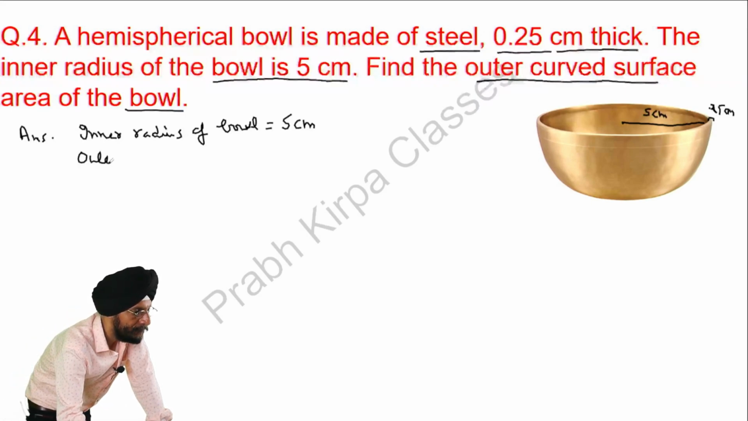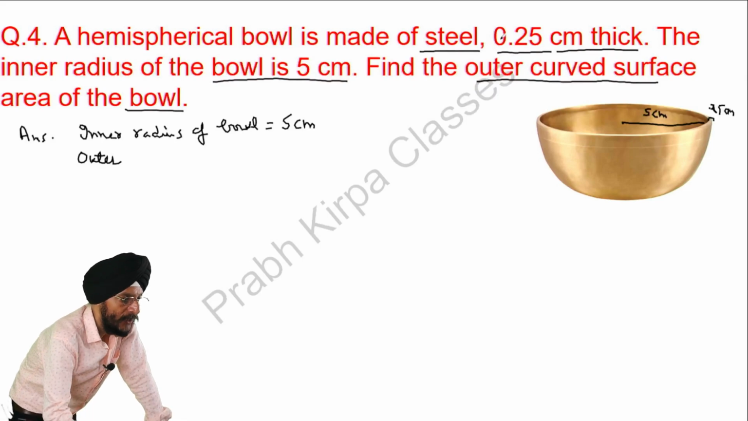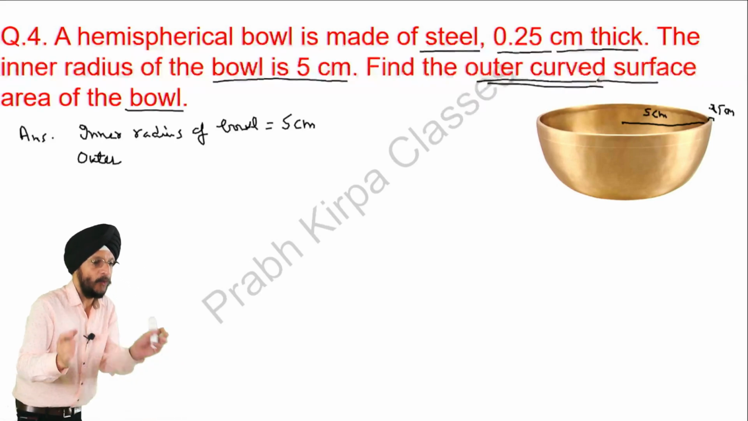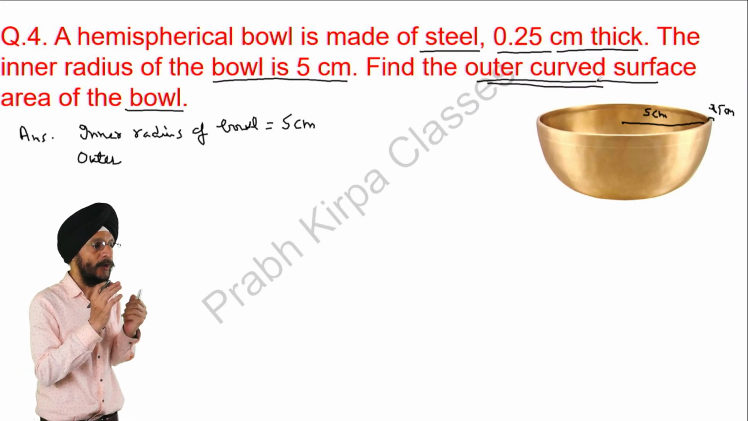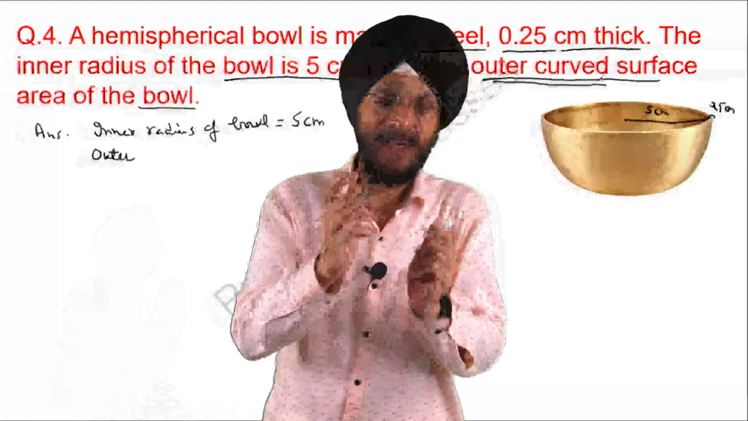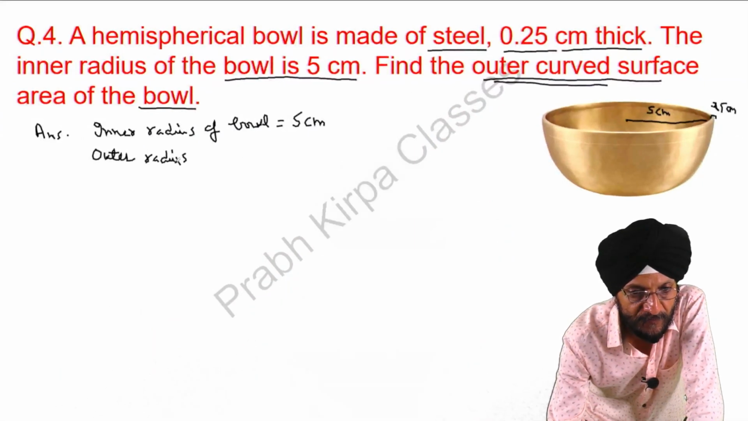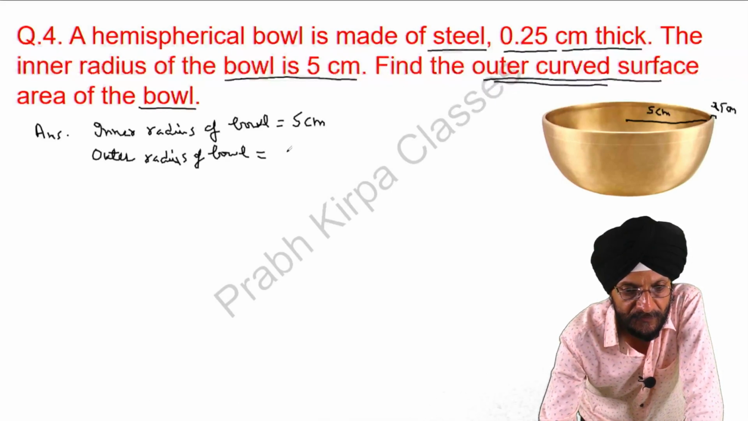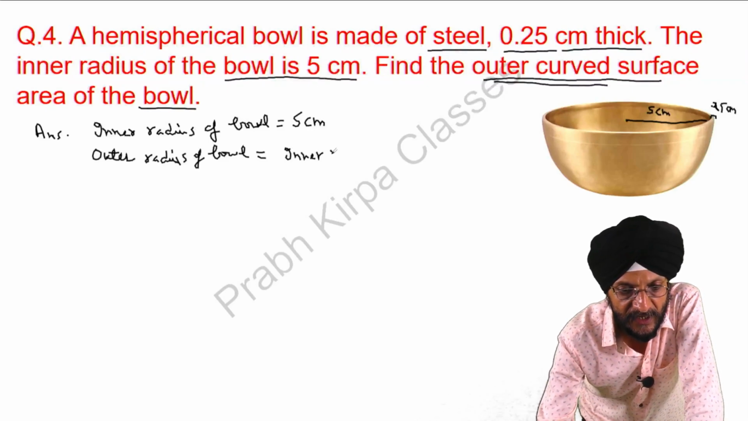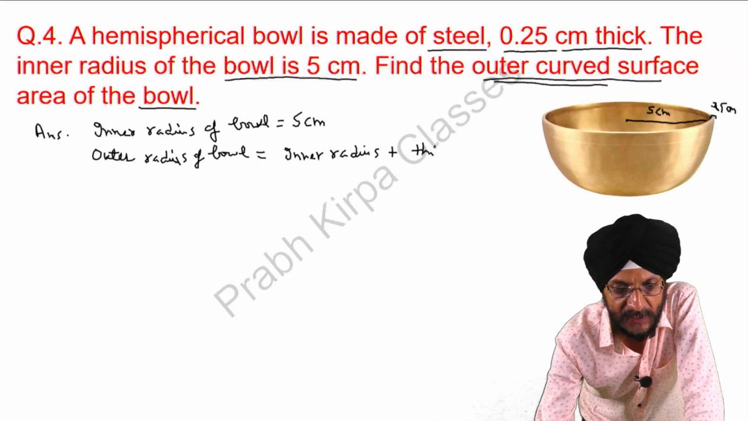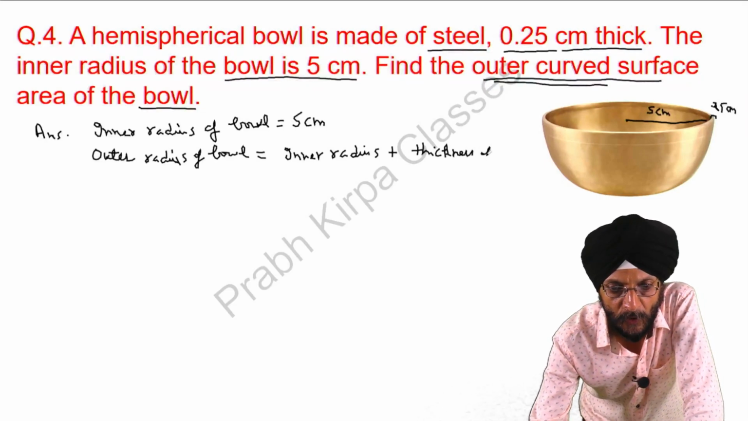We have to find out the outer radius, because we have to finally calculate the outer curved surface area, and the outer curved surface area can be calculated only with the help of outer radius. So the outer radius of bowl is equal to inner radius plus thickness of bowl.